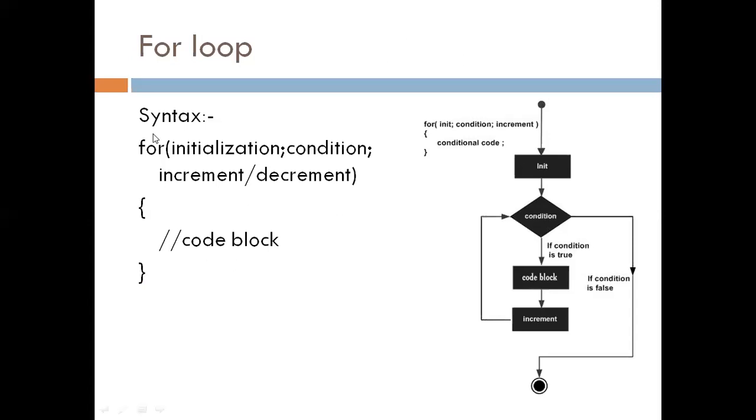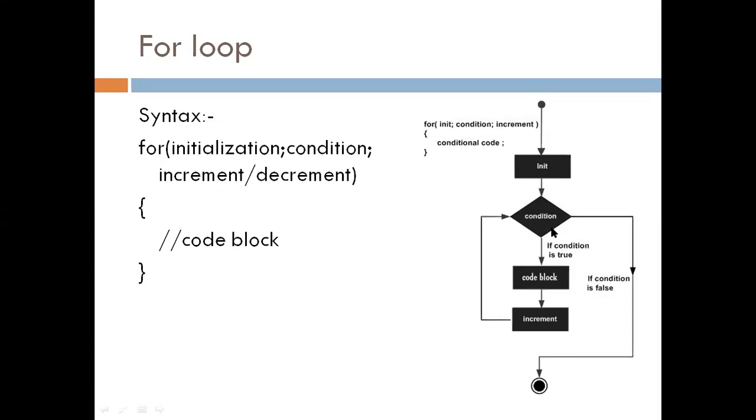Here, this is the syntax of the for loop. We use the for keyword, then this is initialization, then this is the condition, and then we use the increment or decrement operation. Inside this is the code block.